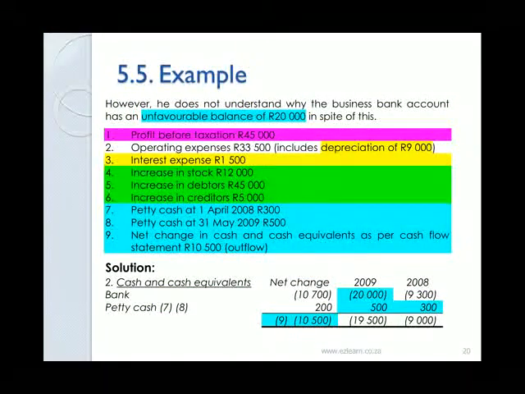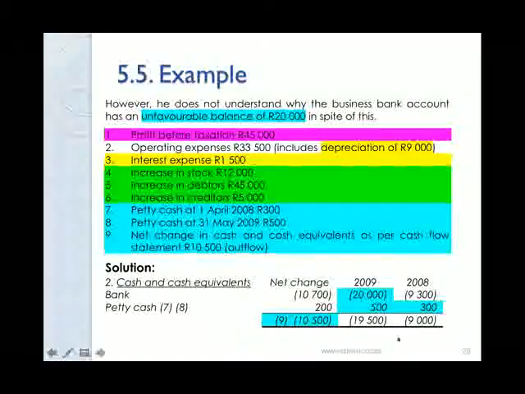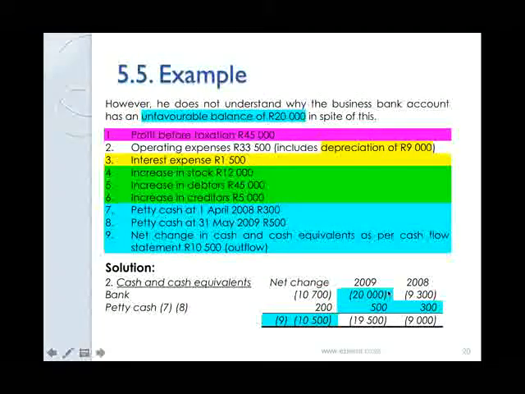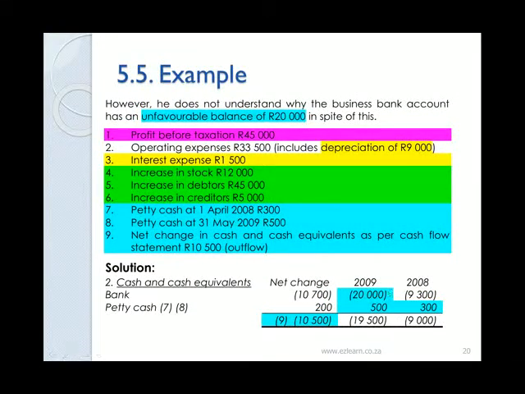We also need to take into account the beginning information that the business has an unfavorable balance of 20,000 Rand. That is shown as our bank overdraft in year 2. Notice it's a bank overdraft and therefore it needs to be shown in brackets. Pieces of information number 7, 8 and 9 give us the rest of our information for cash.